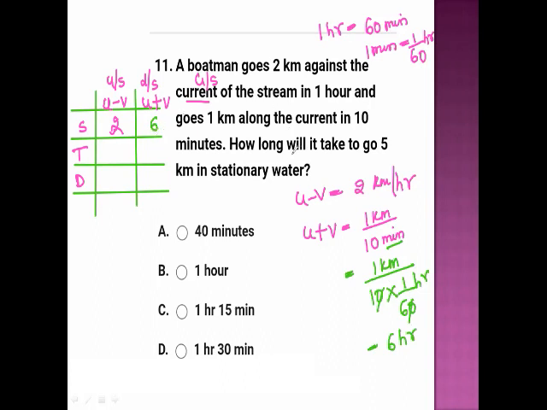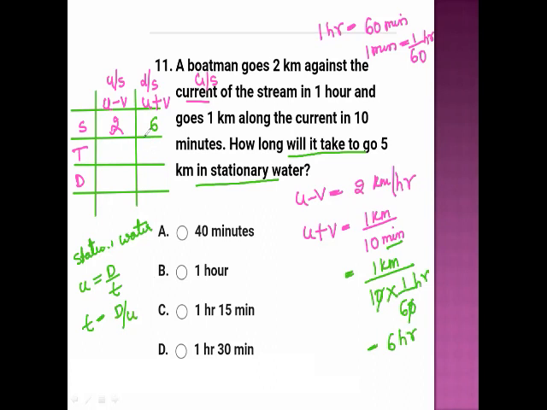Then they are asking, how long will it take to go 5 kilometers in stationary water, meaning the time in stationary water. So in stationary water, what will be the speed? The speed will simply be u, because u is the speed of the boat in still water. You know that speed is equal to distance divided by time. They are asking you to find the time. So time is equal to d by u.